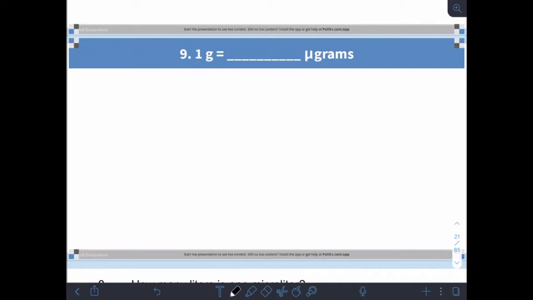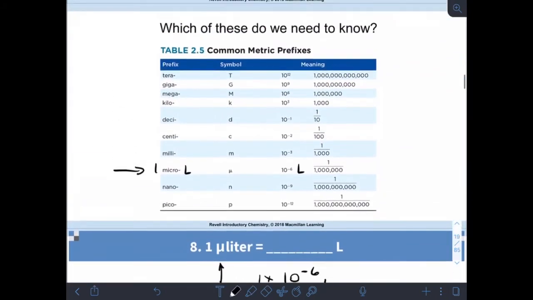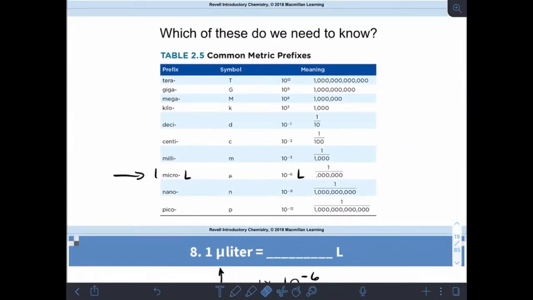All right, so grams to micrograms. Okay, so if I look back on the table, so again, we're looking at micro. So we say 1 microgram equals 10 to the minus 6 grams, right?